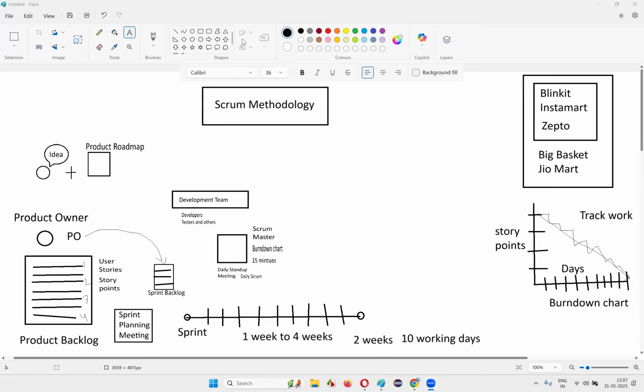There are a lot of terminologies in Agile if I have to explain. If you have to go deep in Agile, this is not enough. It's like a subject. You can do certifications on Agile.